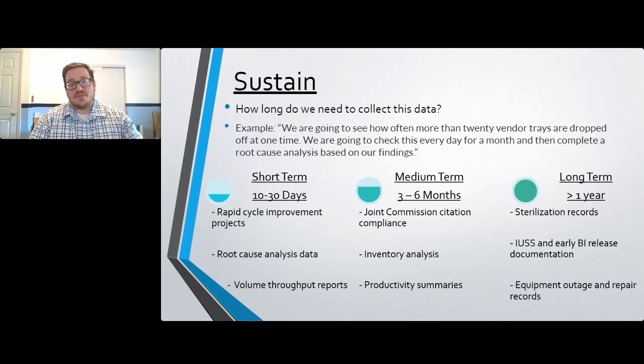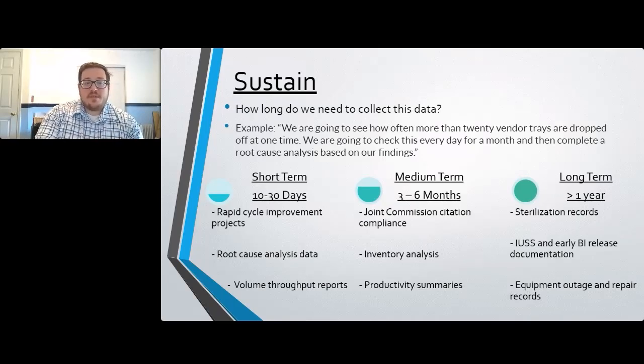Going back to our first S, sorting, you may be collecting data that's tied to last year's KPIs, and you're now looking at something else. So you could have short-term data that you're collecting for rapid cycle improvements, like a root cause analysis, or volume throughputs. It doesn't take a year to figure out how long it takes to assemble a tray.